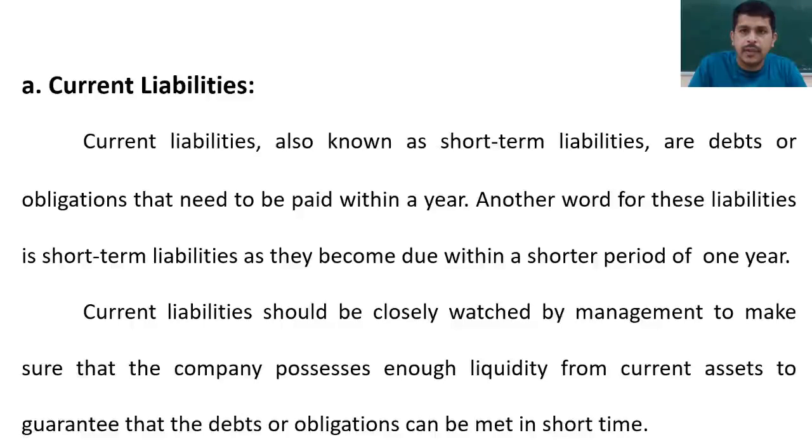Current liabilities. Current liabilities, also known as short-term liabilities, are debts or obligations that need to be paid within a year. Another word for these liabilities is short-term liabilities, as they become due within a shorter period of less than 1 year. Current liabilities should be closely watched by the management to make sure the company possesses enough liquidity from current assets to guarantee the debt or obligations can be met at short notice.